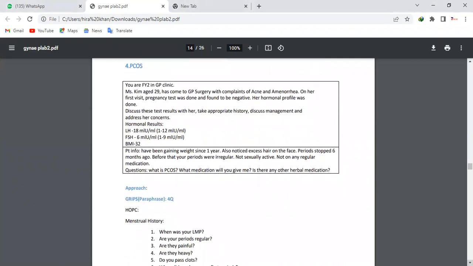Now the next scenario is PCOS. So this is a simple question paper. You are referred to the GP clinic, so you are in the GP clinic. Mrs. Kim, age 29, has come to the GP surgery with complaints of acne and amenorrhea. On her first visit, a pregnancy test was done and was found to be negative. Her hormone profile was done and it is this and this. So discuss the tests, take the appropriate history, discuss management and address her concerns.